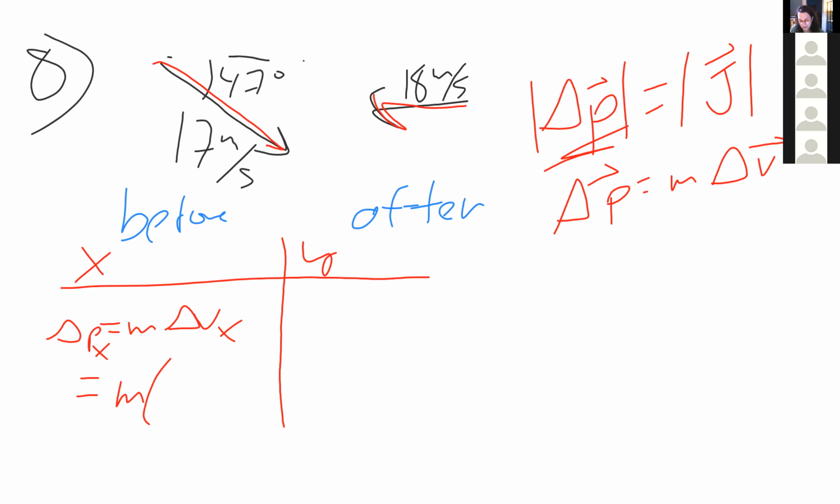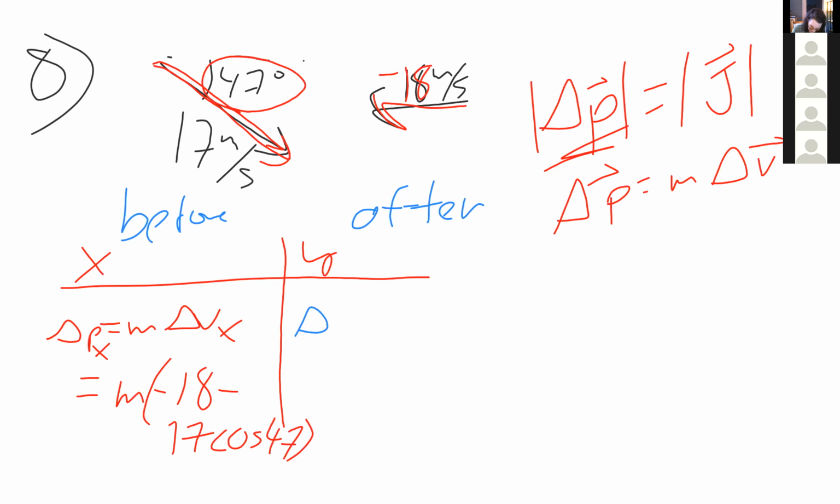What is v final in the x direction? I have this 18 meters per second, and that is traveling to the left, so that is a negative 18. And then I have to subtract the x component initially, which is 17 times the cosine of my 47 degrees. So that'll be minus 17 cosine 47. I can plug in my mass and solve here. On the y side, it would be very similar. The change in momentum in the y direction will be mass times the change in the velocity in the y direction. Again, mass is given.